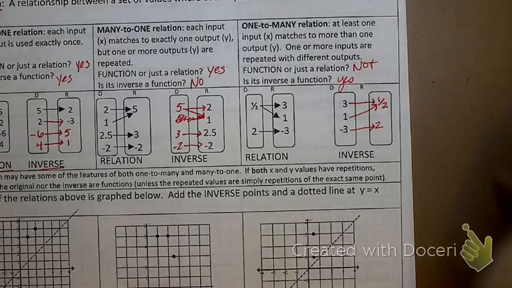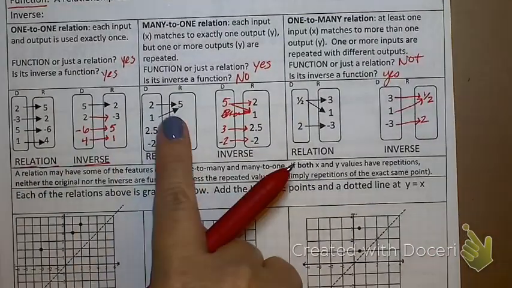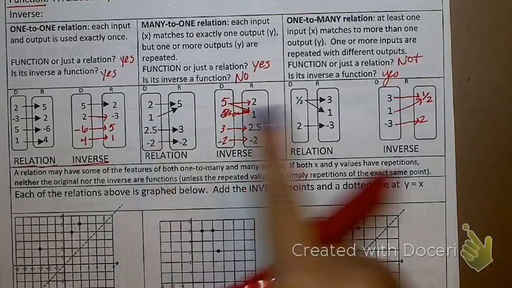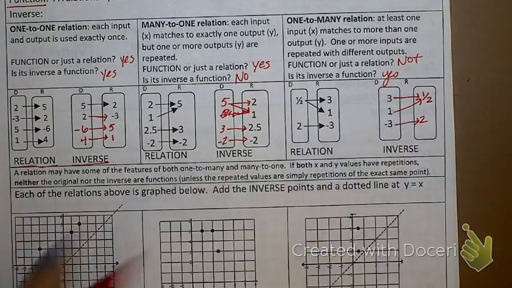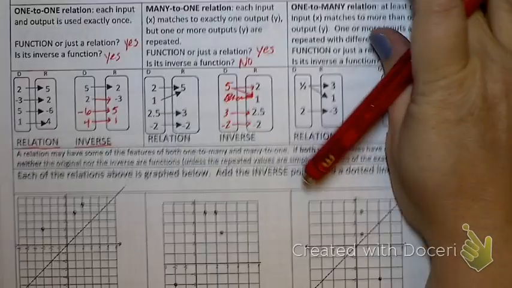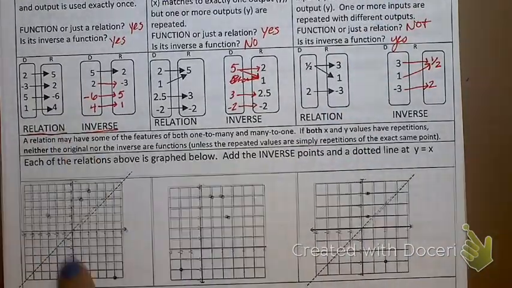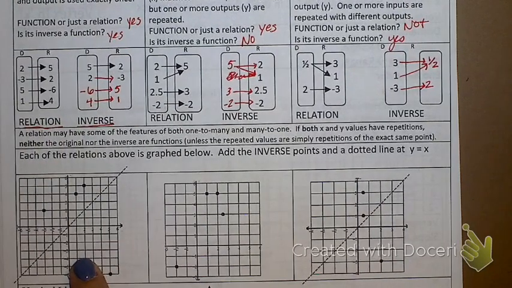So there are times where both the relation and its inverse can be a function, or only the relation or only the inverse are functions. There's all different combinations there. All right. Each of the relations above is graphed. We need to add the inverse.